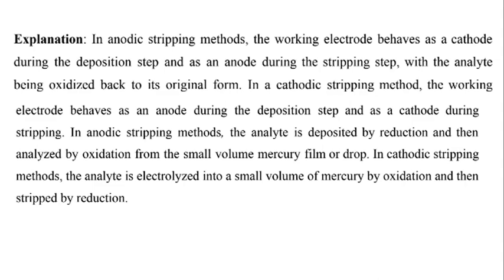So now I am moving. This expression I will just read out. In anodic stripping method, the working electrode behaves as cathode. Working electrode means when you are depositing the material, it was connected with the negative electrode. That's why it will behave as a cathode during the deposition step, and as anode during the stripping method. It is just changed.